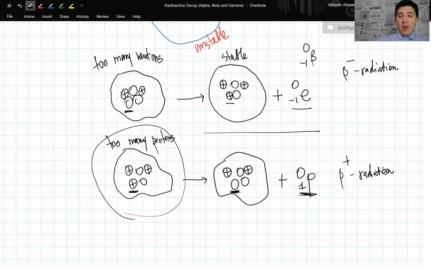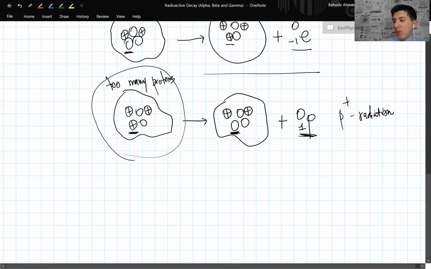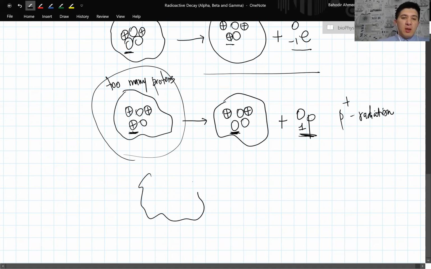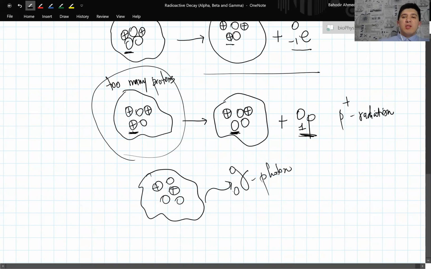And there is a third case when the particles which are highly excited are going to emit some energy in the case of the gamma particle or the gamma photons. So I've got the unstable nuclei, and it's going to just emit the gamma photon with the zero charge, with the neutral charge, and with the zero mass.